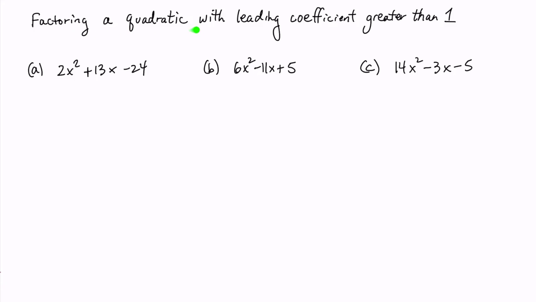Factoring a quadratic expression with the leading coefficient greater than 1. So here are three expressions. They're all quadratic in form. They all look like ax squared plus bx plus c. Unfortunately, the greatest common factor between all three of these terms is just 1. So that's not going to be very useful when the instruction says break this into factors.